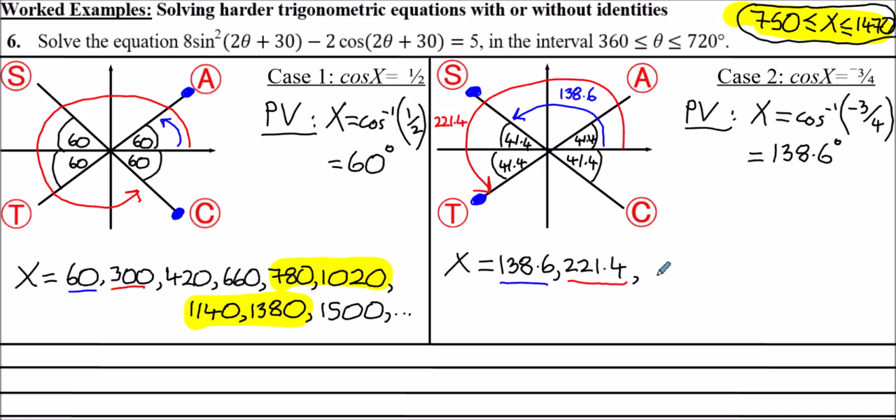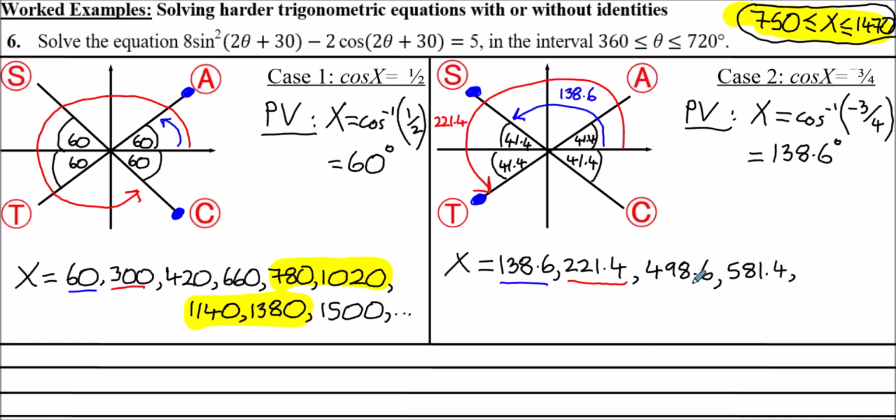Remembering that cos is periodic and repeats every 360, we simply add 360 onto both of those until we get values within the range required, similar to what we did earlier. So using your calculator, to make sure you don't make any mistakes, if we add 360 onto both of these, the next values we get are 498.6, and from 221.4 we get 581.4. Both of those are still too small.